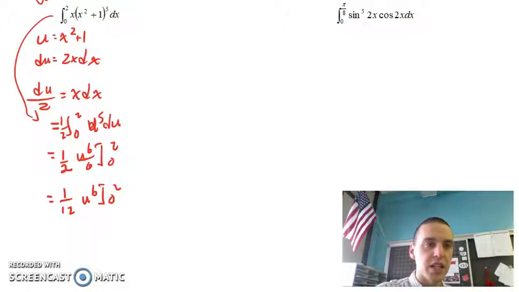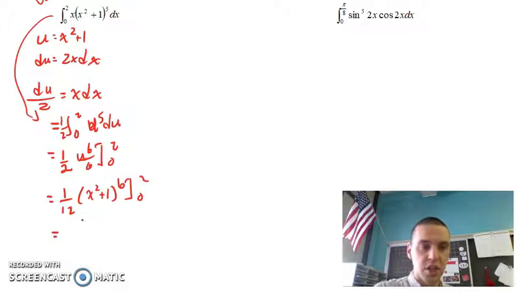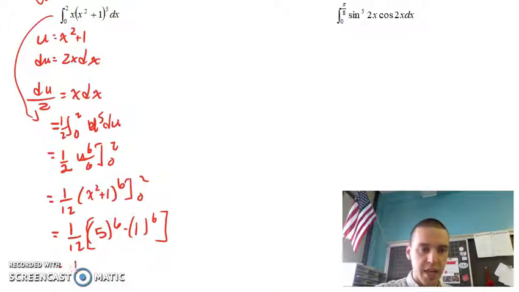And before we can evaluate from 0 to 2, we need to actually take what u is. So we can say that this is (x squared plus 1) to the 6 from 0 to 2, because you can't evaluate in terms of u. And then we'll get 1/12 of 5 to the 6 minus 1 to the 6, noticing that 0 plus 1 is 1. And that will get us 15625 minus 1, which will give us 1302.